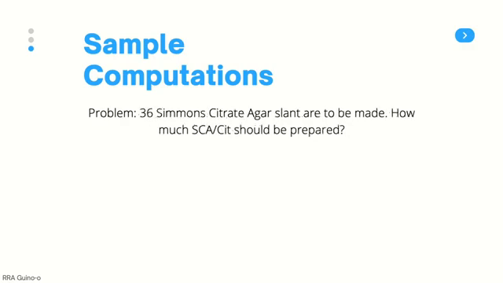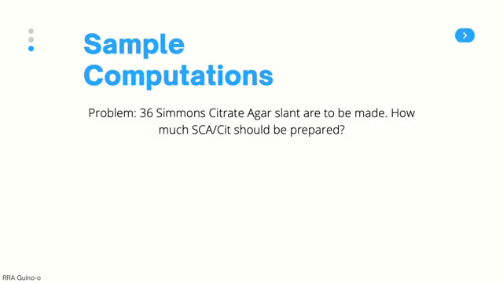Here we have one final problem. We need 36 Simmons citrate agar slants. This is another very common biochemical test in the laboratory. So how much media should be prepared? Again, I'll give you time to pause here while you compute for the answer. Okay, I hope you have finished.